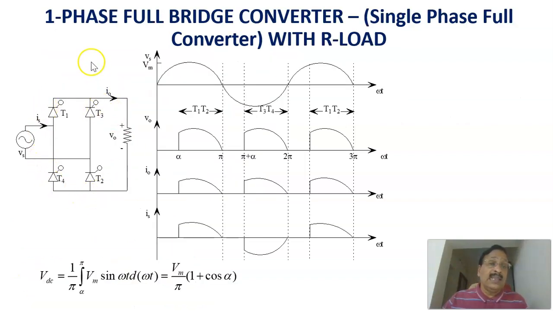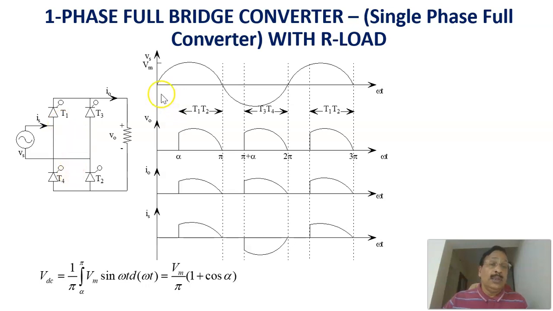Now, this is a diagram of a single phase full bridge converter with a resistive load. This single phase voltage is converted into a unidirectional voltage. This is the input voltage, the single phase voltage. Four switches are used, that is thyristors, SCRs, T1, T2, T3, T4. Here the single phase supply is connected and the load is connected between these.